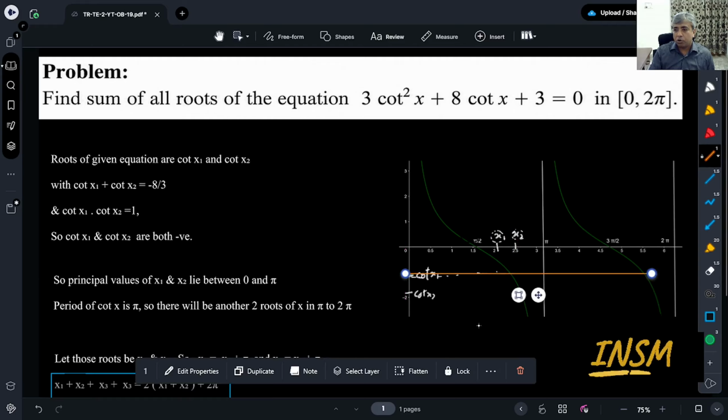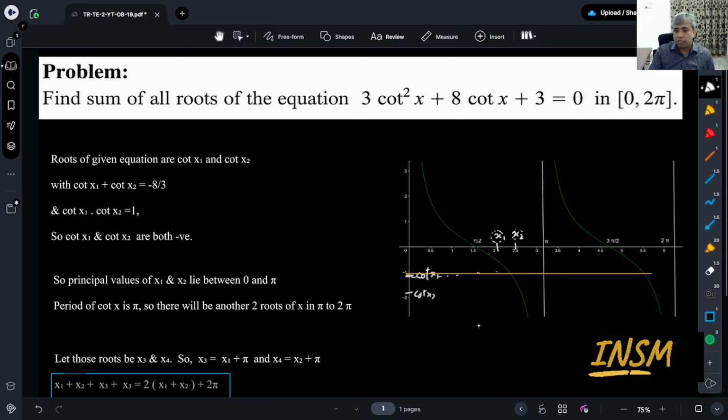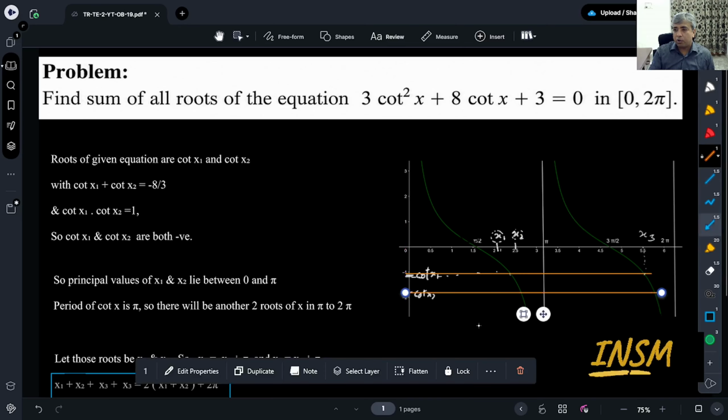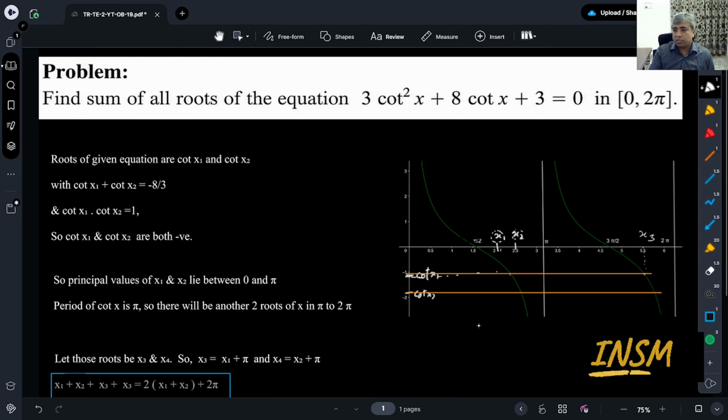So corresponding to this value, you get some x1. Corresponding to this value, you get x3. Similarly, corresponding to cot x2, you will get x2 and another you will get x4 somewhere here. So x3 is x1 plus pi and x4 is x2 plus pi, since the period of cot x is pi.